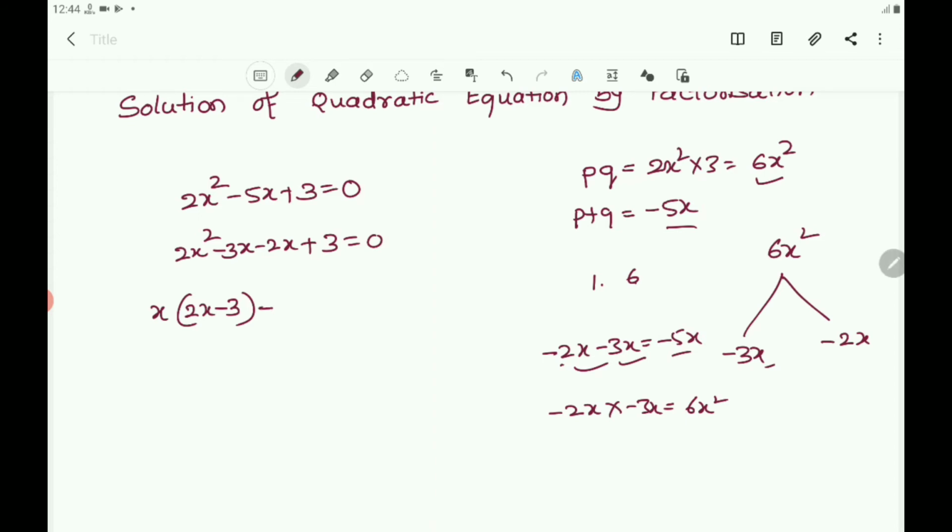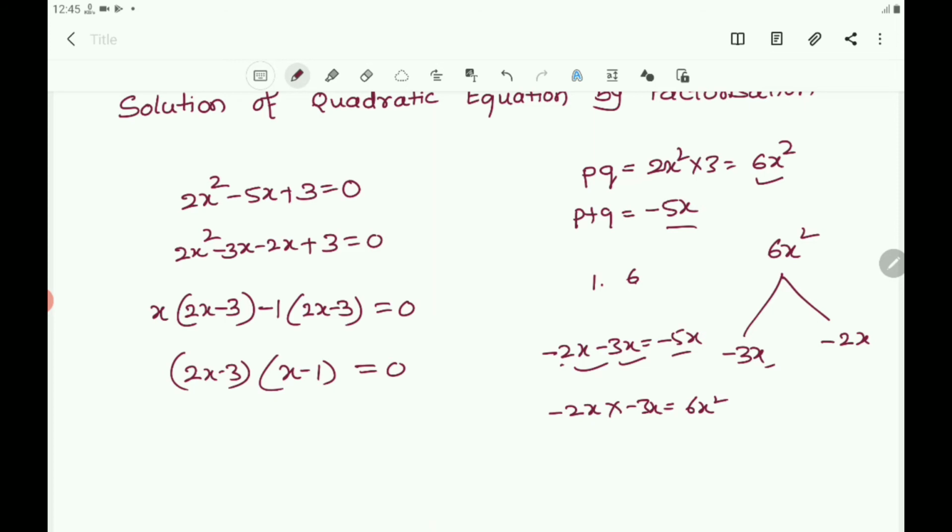Then out of 2x and 3 the common is 1. HCF of 2 and 3 is 1, and x is there, and together with 3, x is not there. So you can take 1 as a common factor. Minus 1 means in the bracket you are going to get 2x minus 3 equals 0. Then here you take 2x minus 3 in one bracket, and in the other bracket x minus 1, x minus 1 equals 0.